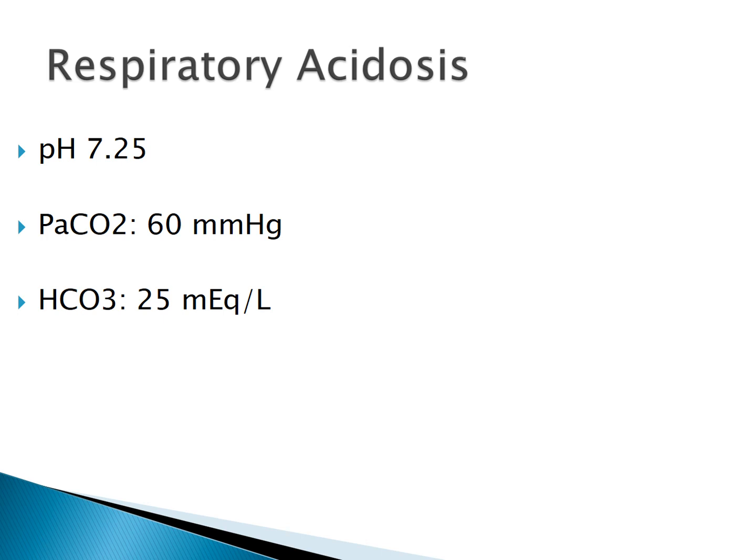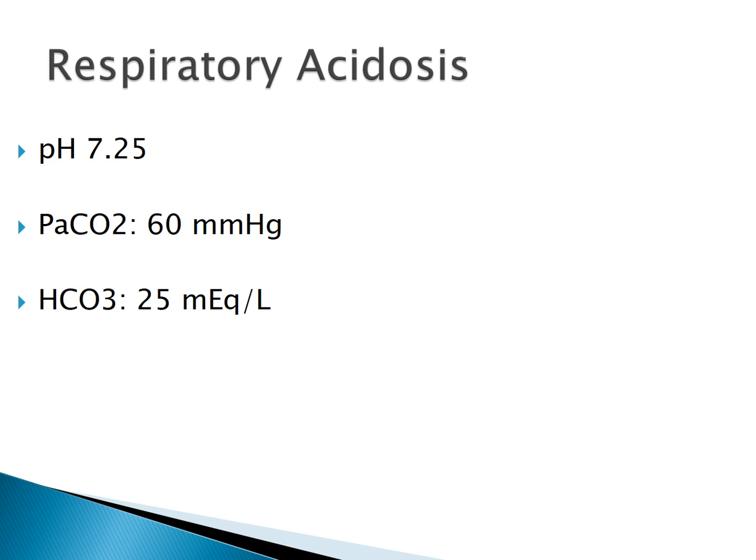Some other numbers found on the ABG result. Oh, I'm sorry. These are just 4 slides. So respiratory acidosis. Here's an example of one where your pH is 7.25. Your PaCO2 is 60, right? So you got a low pH, which is acidotic. And then it's opposite. Your CO2 is opposite. It is 60. So that's respiratory acidosis.